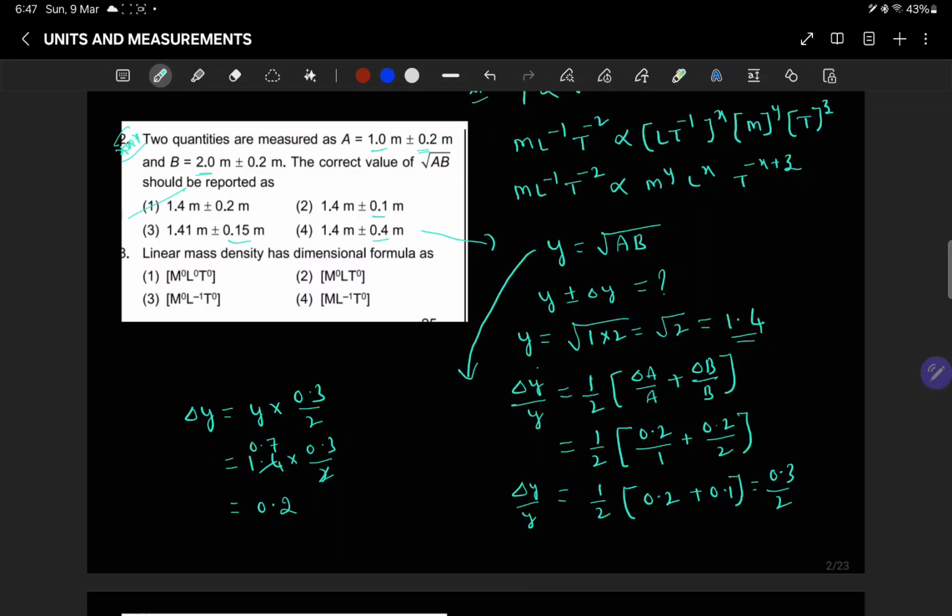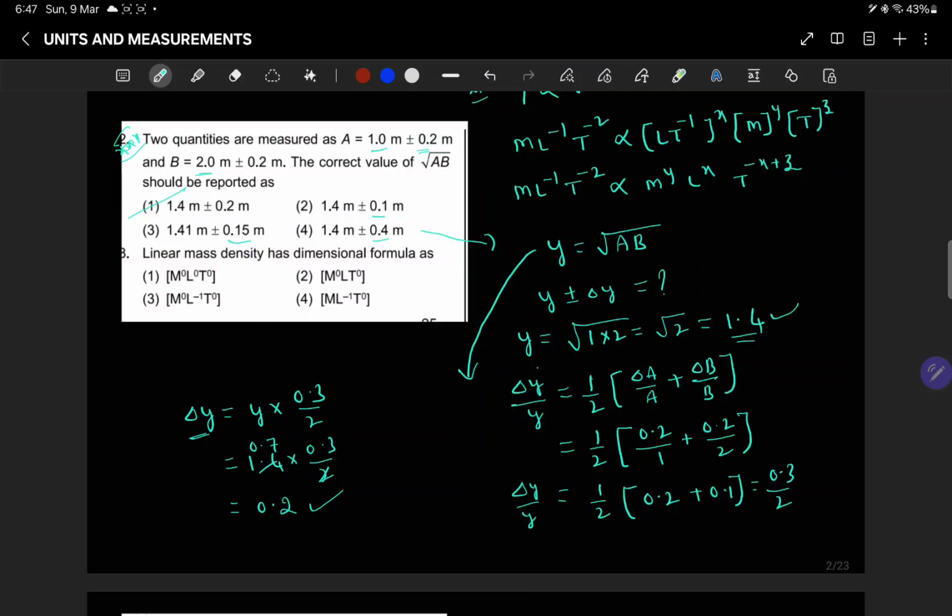So 1.4 true value plus or minus 0.2. Delta Y value is 0.2, Y value is 1.4. So 1.4 plus or minus 0.2. This is the answer for this question, option 1, students. Again I am saying, these are rank deciding questions, seat deciding questions. Medical seats nowadays are not easy, students. Seat deciding questions you must calculate slowly but fast, within 1 minute.